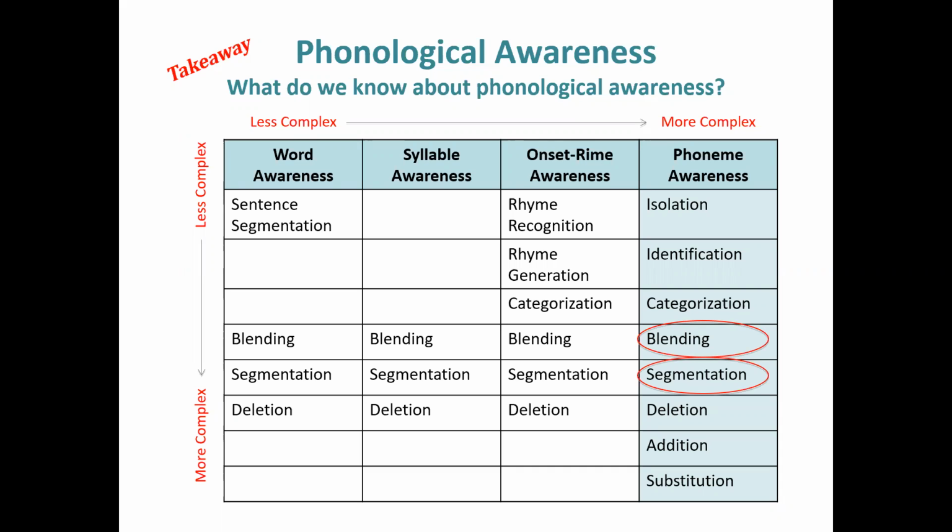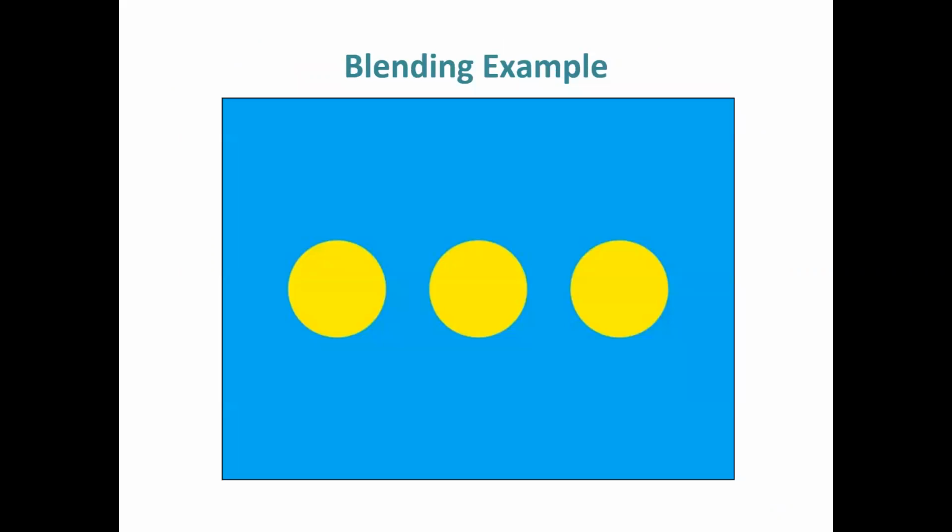From the research, we know that segmenting words into phonemes and blending phonemes into words contributes more to learning to read and spell well than any of the other activities under the phonological awareness umbrella. And that's from the National Reading Panel in 2000. Let's take a look at an example. Since blending phonemes into words is a critical skill, here's an example of a blending lesson at the phoneme level from a teacher-directed phonological awareness program.